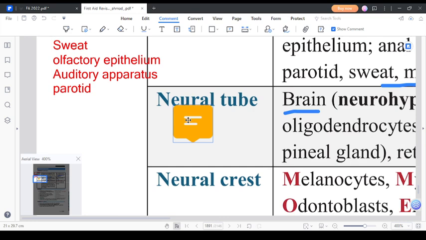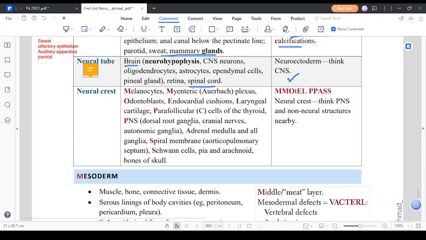It is very clearly evident that the CNS comes from the neural tube. The CNS contains the spinal cord and the brain mainly, and with them we have the structures present in the brain, like the posterior pituitary and the CNS neurons. So you remember this table.